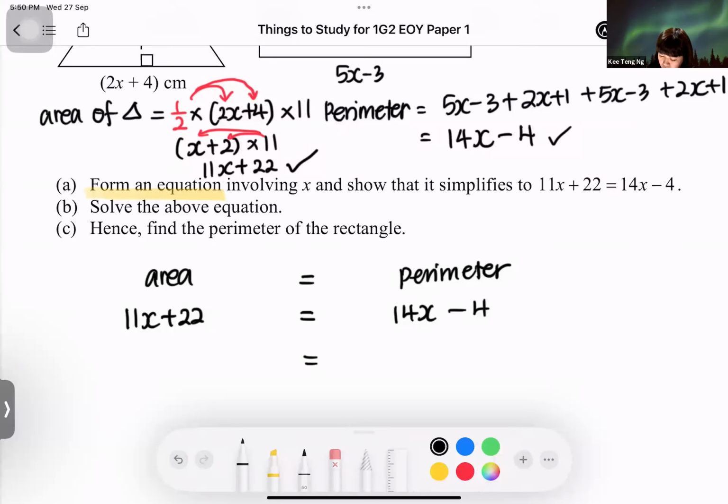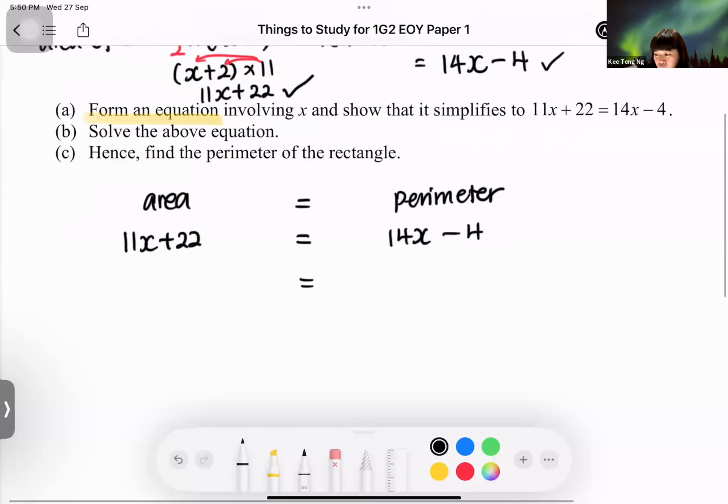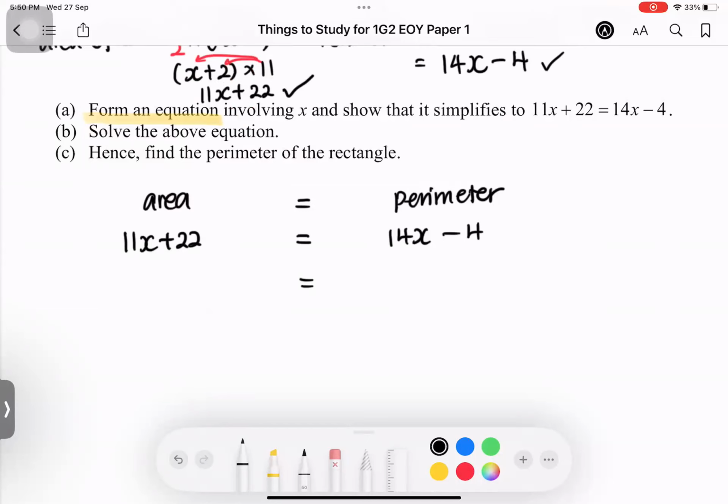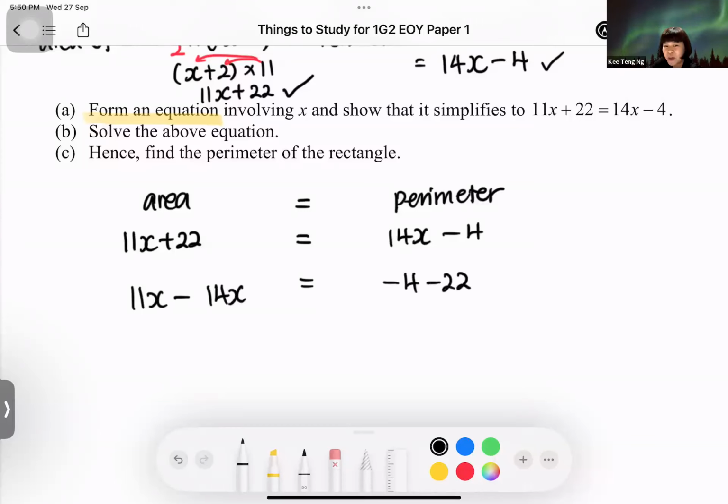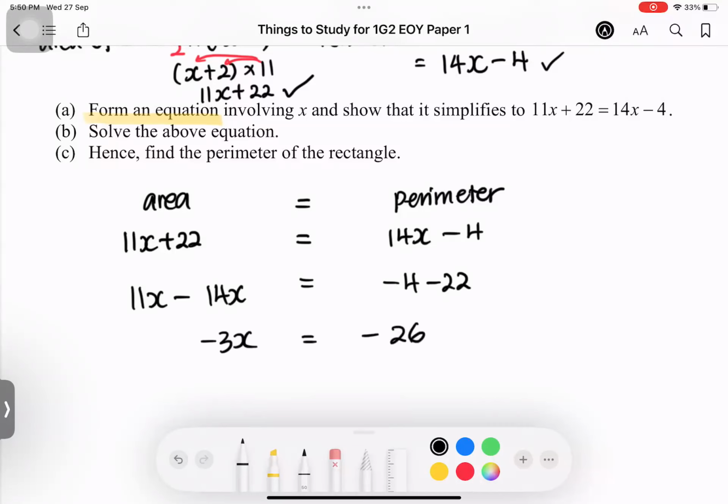Should we put it to the left or to the right? 14x goes to 11x plus 22, changing to negative 14x. After that, positive 22 changes to negative 22, going with negative 4. Thank you very much, Gerard. So 11x minus 14x is negative 3x. Then this one is negative 26. Now I want to get rid of the negative sign, so I change the sign for both of them. It becomes 3x equals 26.